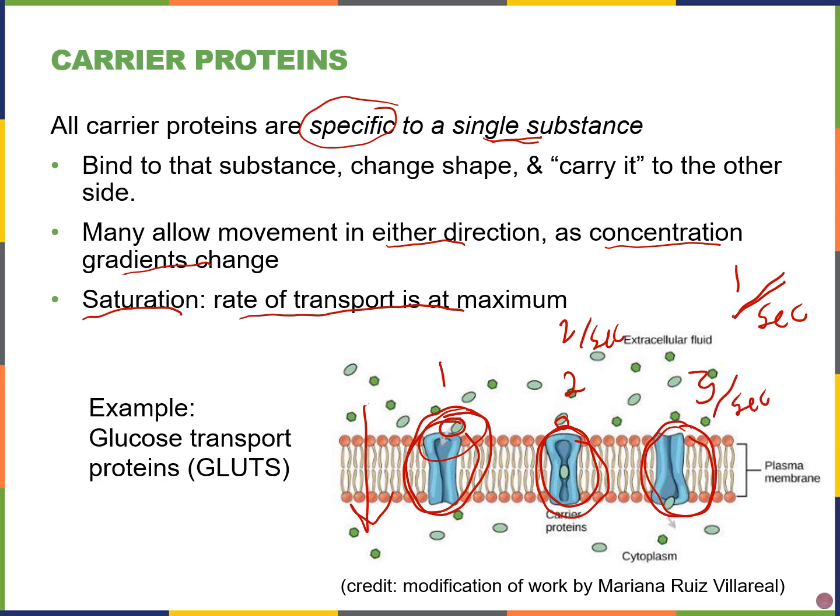And then let's say I have another molecule in here and I'm trying to get it across the membrane. The max rate would still be 3 per second because I don't have 4 carrier proteins. All of them are in use and all of them are currently saturated. A common example of a carrier protein inside our cells are glucose transport proteins.